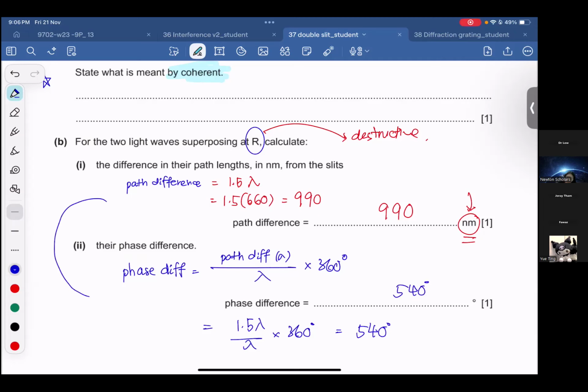So today we combine path difference with the phase difference that we learned previously. Is that clear? Okay, boys and girls, we go to your next page.